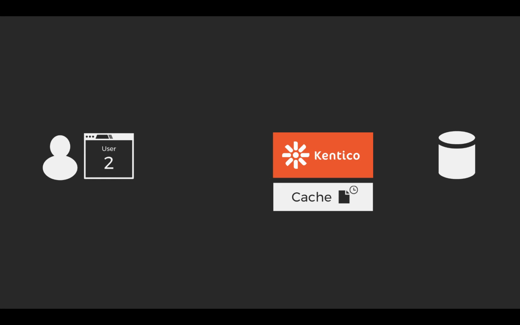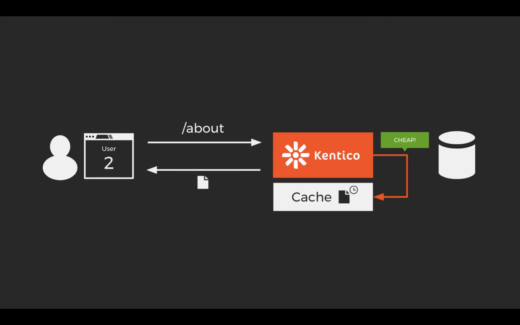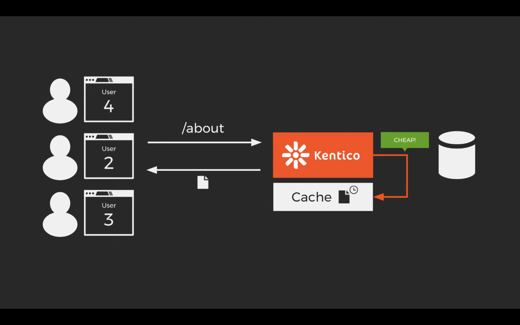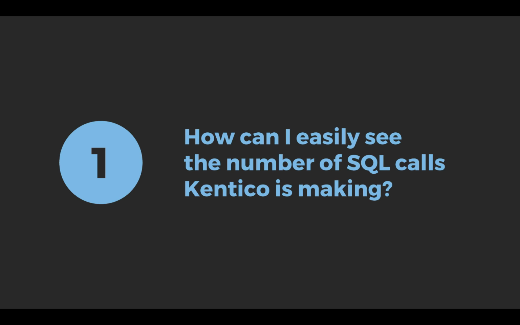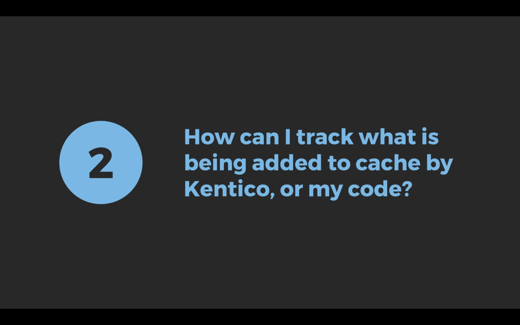Now, when user 2 requests the page, Kentico won't need to talk to the database, but rather lift what it needs from cache to rebuild the page and return it. For as long as this item is in cache, the same thing applies to user 3, 4, 5, you get the idea. So hopefully 2 questions are coming to mind now. First, how can I easily see the number of SQL calls Kentico is making? And secondly, how can I track what is being added to cache by Kentico or my code?